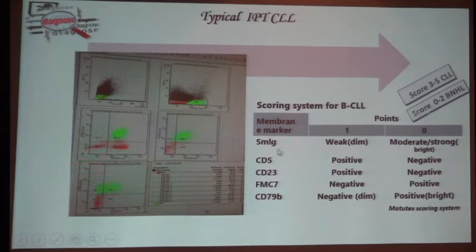It's variations of expression of antigens, with the surface immunoglobulin, whether it's weak or bright, or CD5, CD23, FMC7 and CD79B. Not all the centers are working with the MRD scoring now. However, we are still working with it. Whenever you have any case scored 3 or less, you should go deeper and differentiate it from other B non-Hodgkin lymphomas.